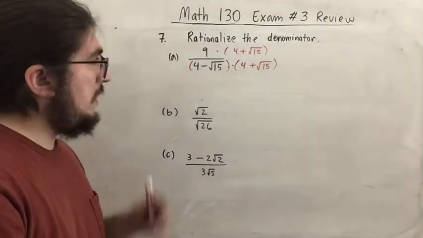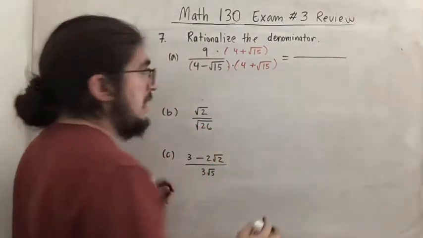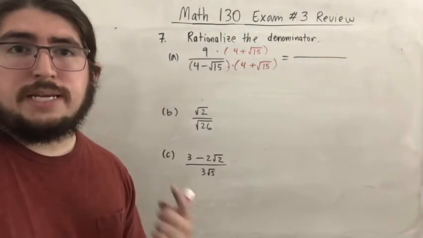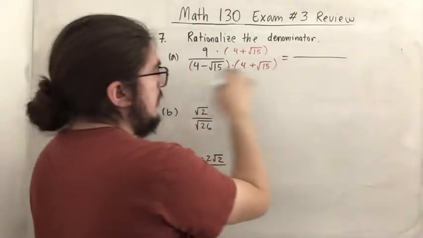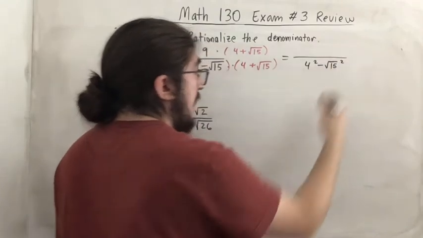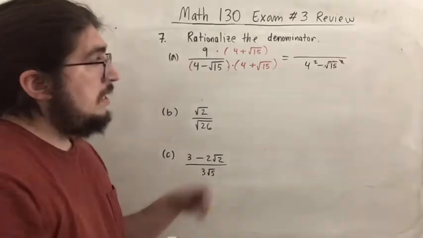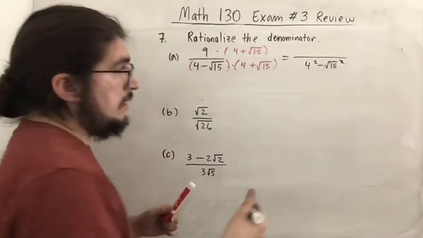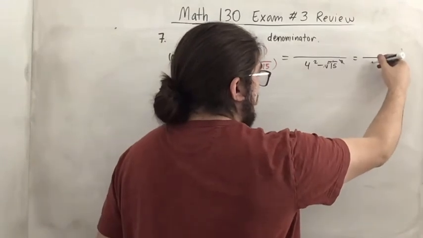Now, the reason why this works is because the denominator will give you a difference of squares. Think of a minus b times a plus b, it's always a squared minus b squared. And you can FOIL it out if you want, but I'm just going to show that it's 4 squared minus radical 15 squared. And remember, squaring a radical cancels it out and just gives you 15. Now, 4 squared is 16, so that's going to be 16 minus radical 15 squared. And 16 minus 15 is just 1.